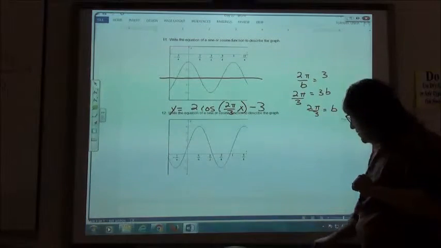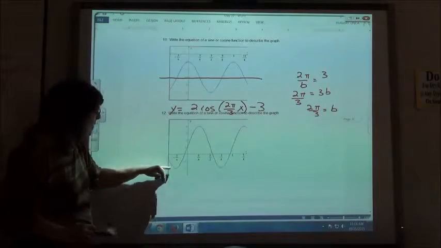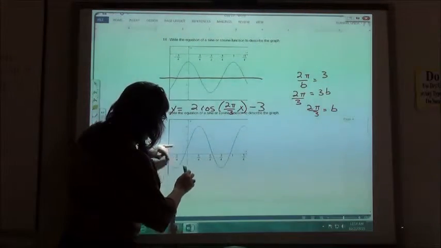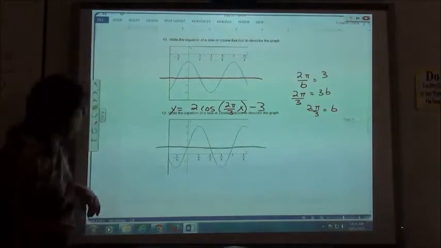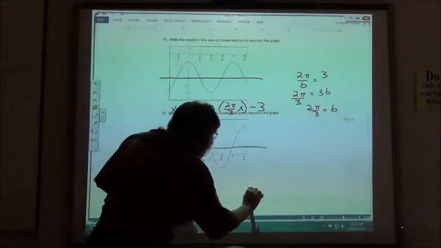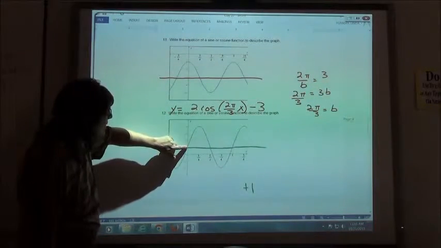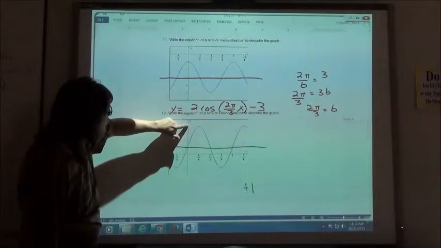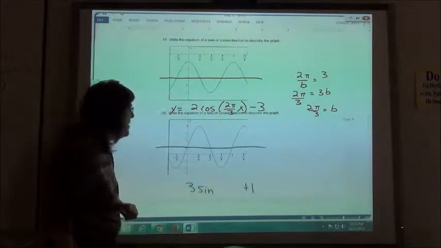And number 12, I guess I don't need to move the board to do that. We can probably do that right here. Looking for where the center of my graph is. So the center of my graph here again looks like it shifted up 1. So I'm going to have a plus 1 on the end. If this is my starting point, this looks like it's going to be the sine curve. It is going 1, 2, 3 up. So 3 times the sine of something.